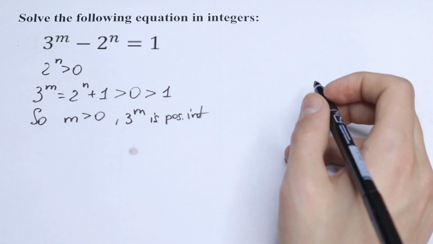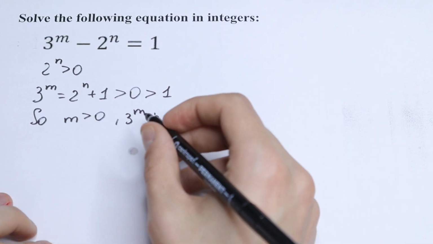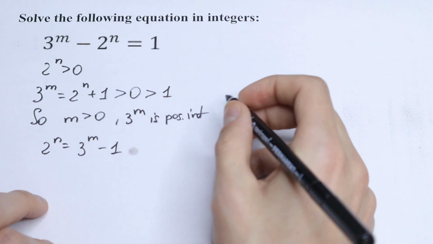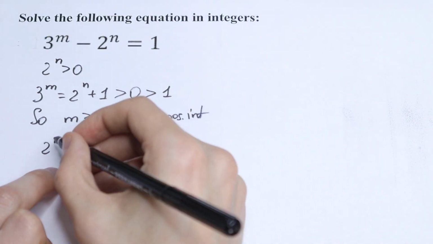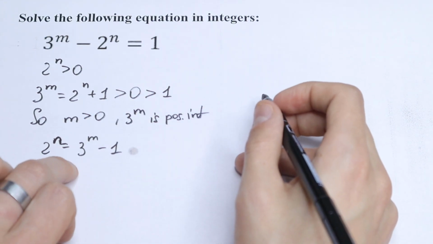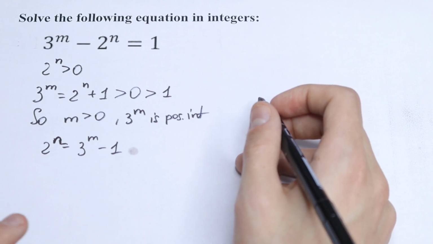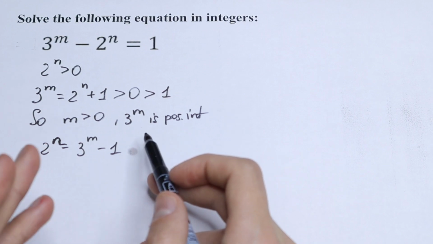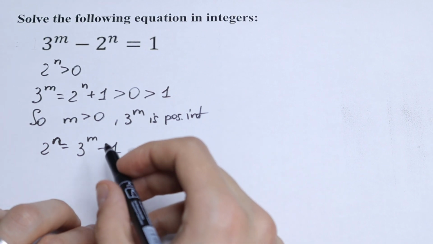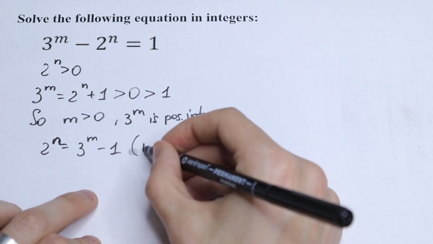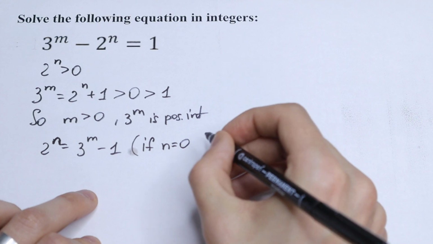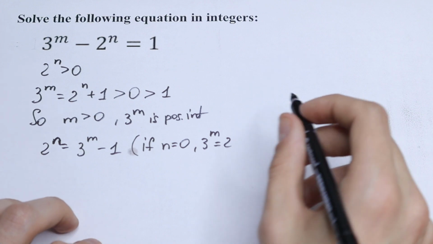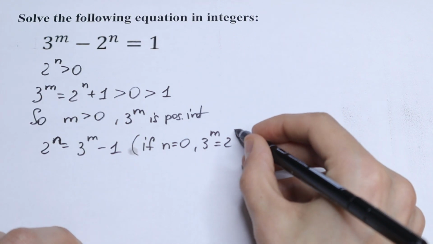What are we going to do next? I just write 2 to the power n from here. So we'll have 2 to the power n equal to 3 to the power m minus 1. So this is an integer, then n has to be a non-negative integer, because a negative power of 2 is a proper fraction. Moreover, n is not equal to 0, because if n is equal to 0, then we will have that 3 to the power m equal to 2, which is impossible. So both m and n are positive integers.